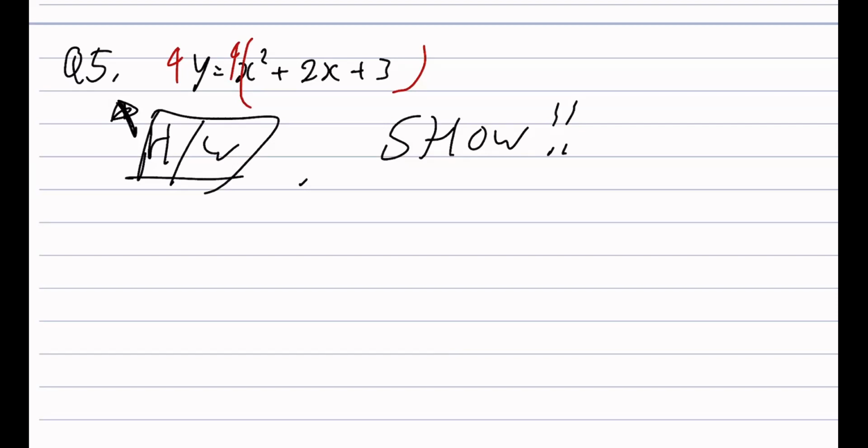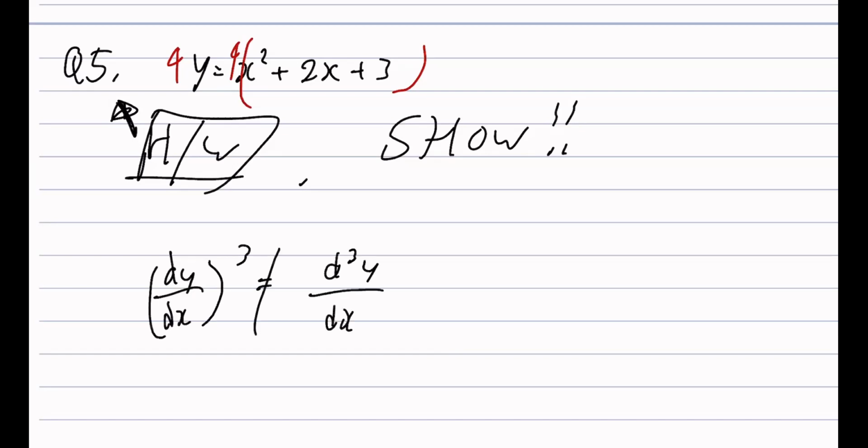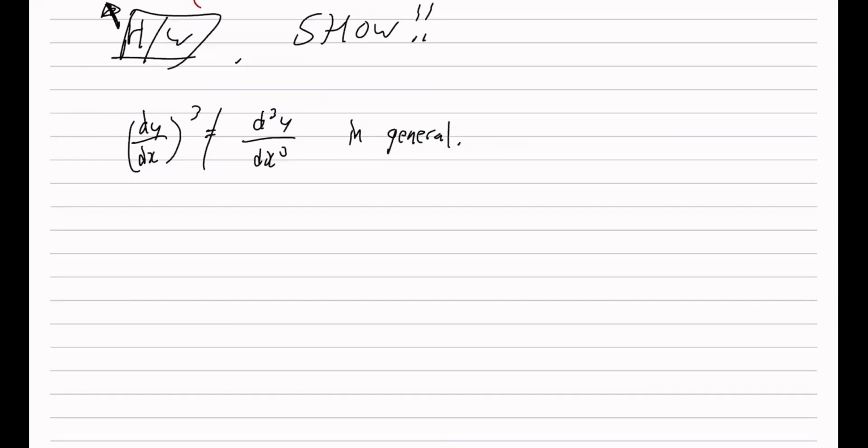Okay, very good. I mentioned for square, of course, I hope you know that dy by dx squared is different. It's not the same. In general, maybe coincidentally in certain cases it's true, but most of the time it's not true.